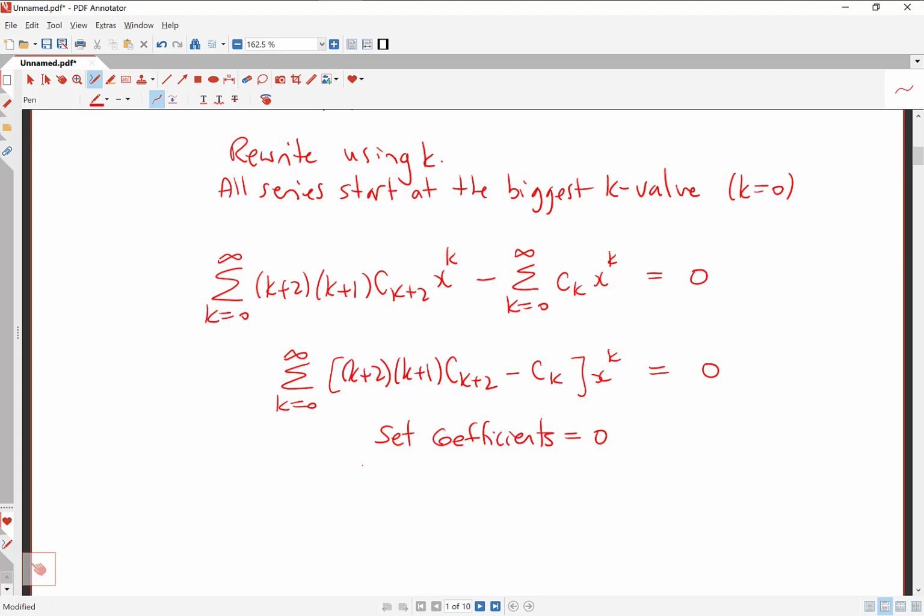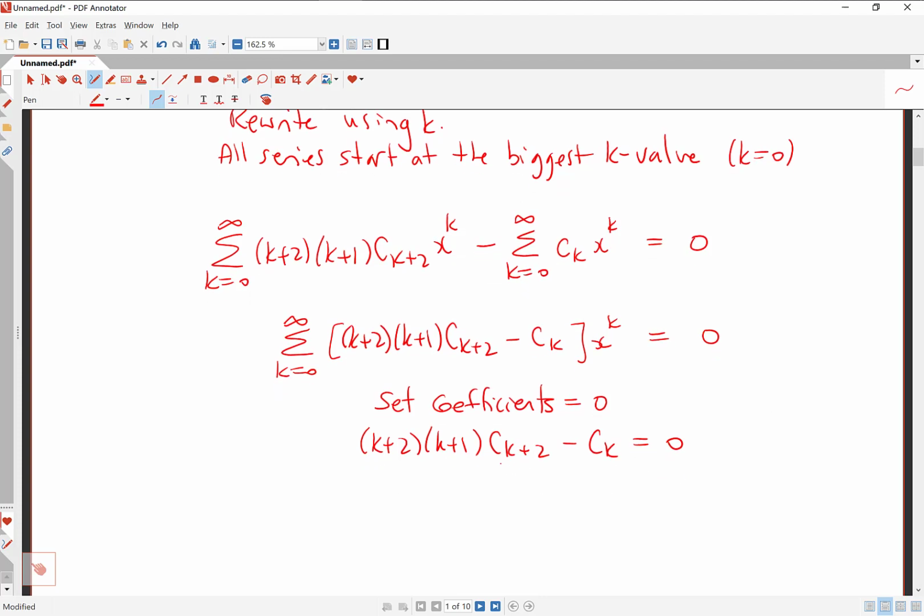So by setting the coefficients equal to 0, we're saying that (k+2)(k+1)c_{k+2} - c_k = 0. And what we do here is we solve for the coefficient with the higher index. So we want to solve this for c_{k+2}. We could bring this c_k over to the right side, and we'd be dividing by (k+2)(k+1). This formula is valid for whatever k values our series is being summed through. In this case, summing from k equals 0 to infinity, so this would be valid for k values at least 0.